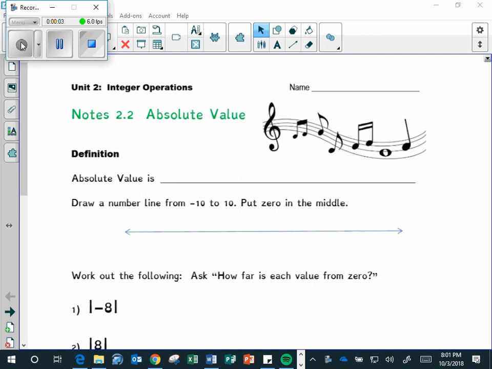Welcome to the second section of Unit 2 over integers. We're going to talk about an idea that's really pretty simple.